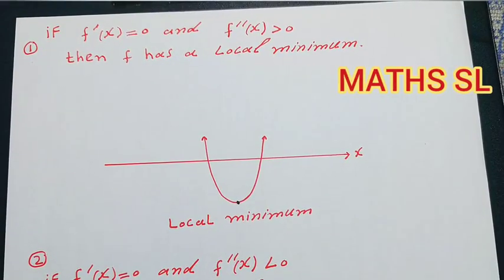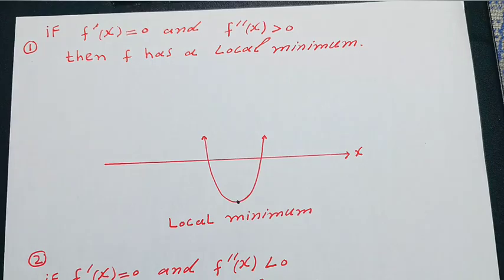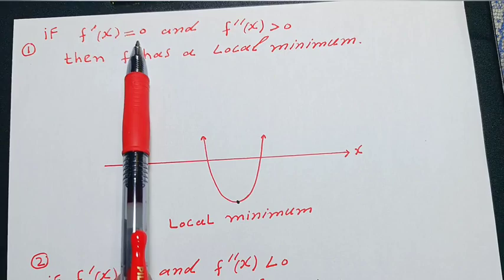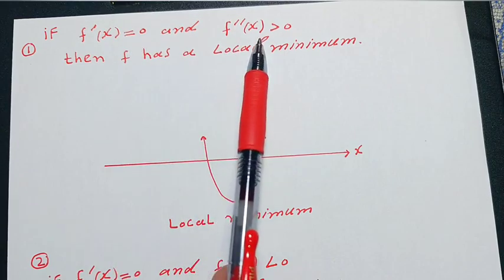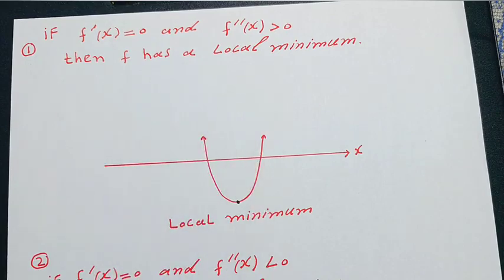I'm Thaqib Latif. I'm going to show you classification of stationary points, where is a local minimum and where is going to be a local maximum. Have a look here. If the first derivative is equal to 0 and the second derivative is greater than 0, which means positive, then f has a local minimum.